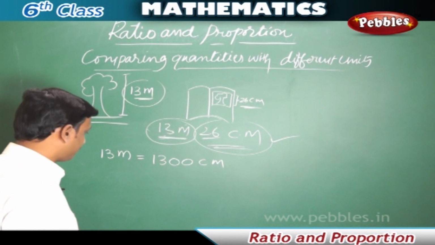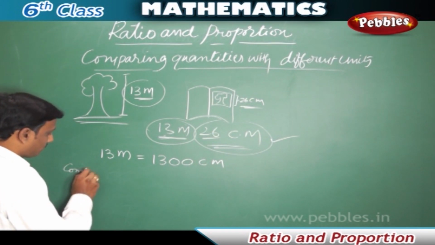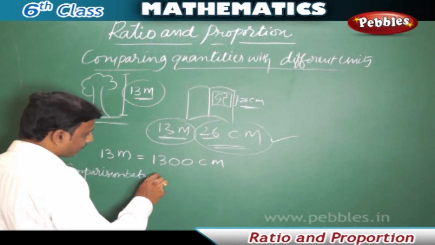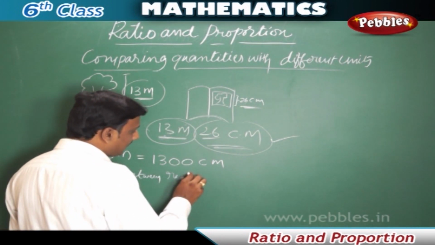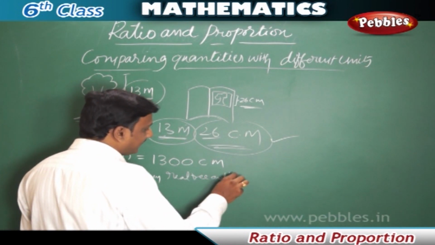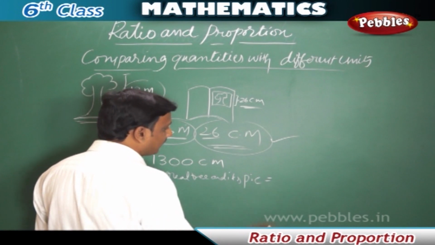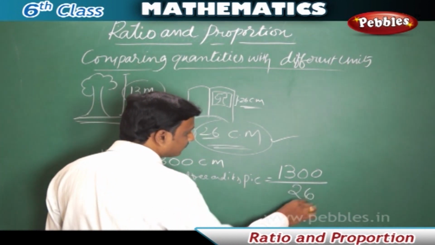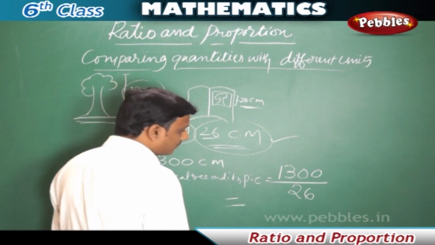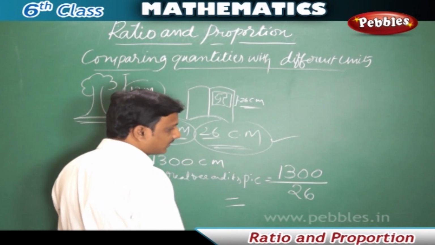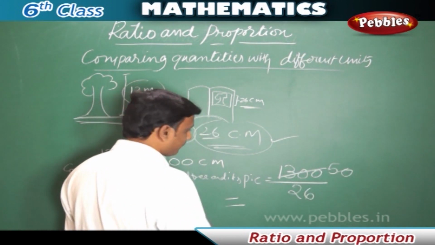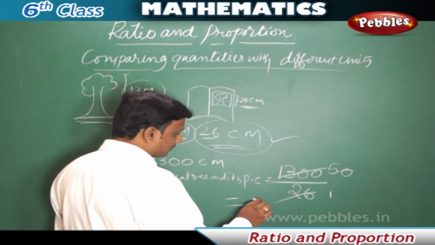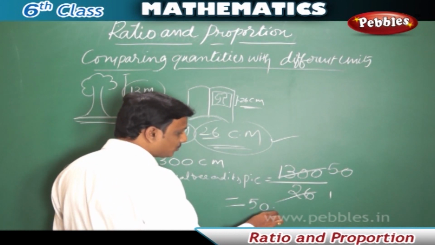Now we are going for a comparison. Comparison between real tree and its picture equal to 1300 by 26. So what do we get? Here 50 and 1. So 26 50s. So 50 is to 1.